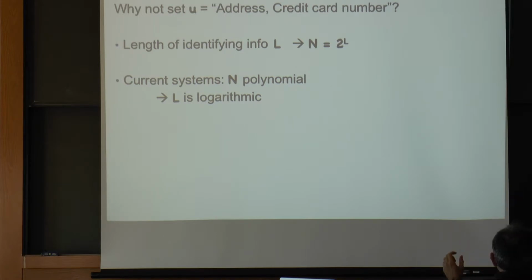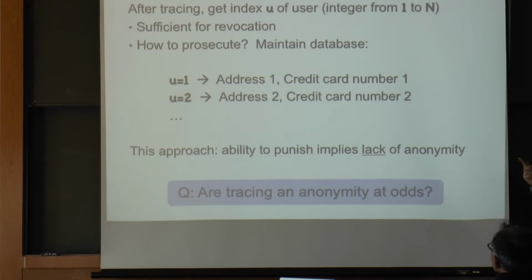What was wrong with the identifier idea again? The previous one? The problem is that someone has to maintain this database.